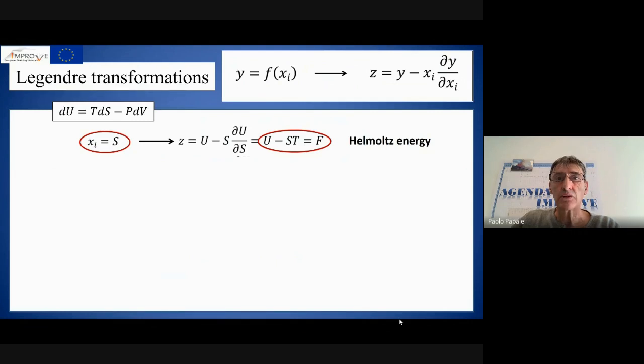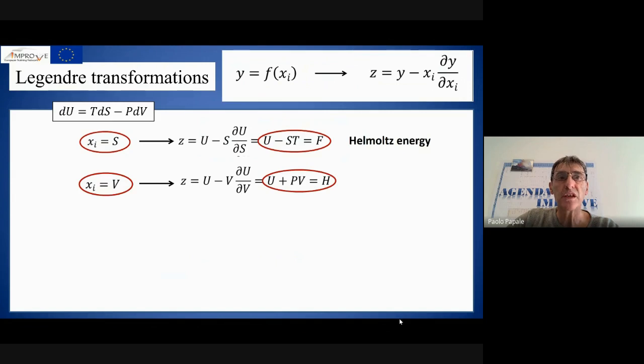Okay, let's continue and repeat it by taking the independent variable x now equal to volume instead of entropy. By applying the same operator given by the Legendre transformation, we obtain a new function h equal to u plus pv that we call enthalpy.